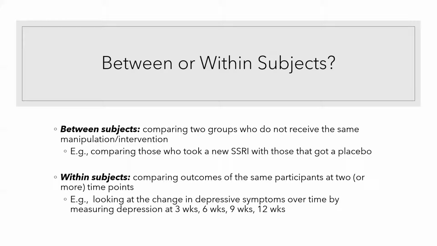In a within groups or within subjects design, you compare outcomes of the same participants over 2 or more time points. So for example, looking at the change in depressive symptoms over time in a single group by measuring depression symptoms at 3 weeks, 6 weeks, 9 weeks, etc. Think of within subjects as being similar to the single case design, but with a whole sample of participants, not just one. And because of that, you don't necessarily have to instate the manipulation or the intervention and take it away, then instate it again.